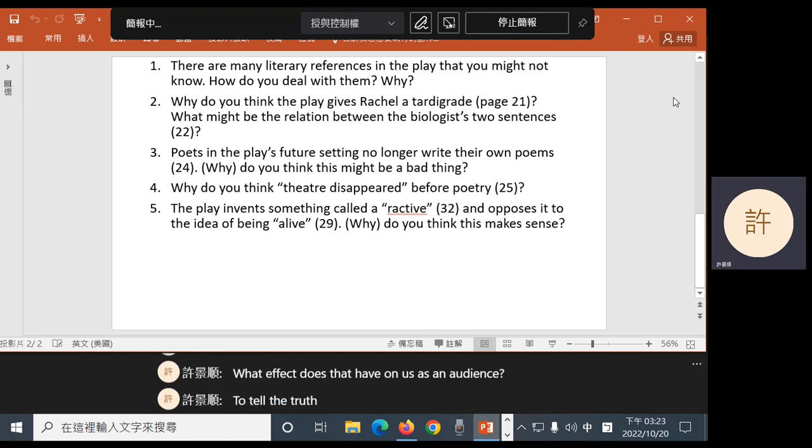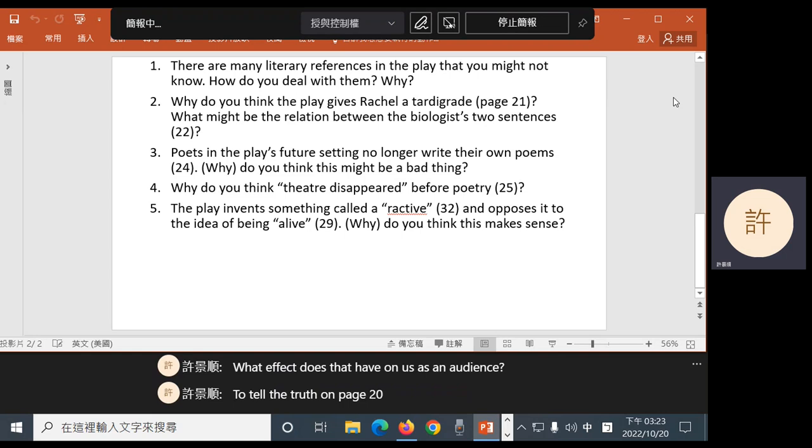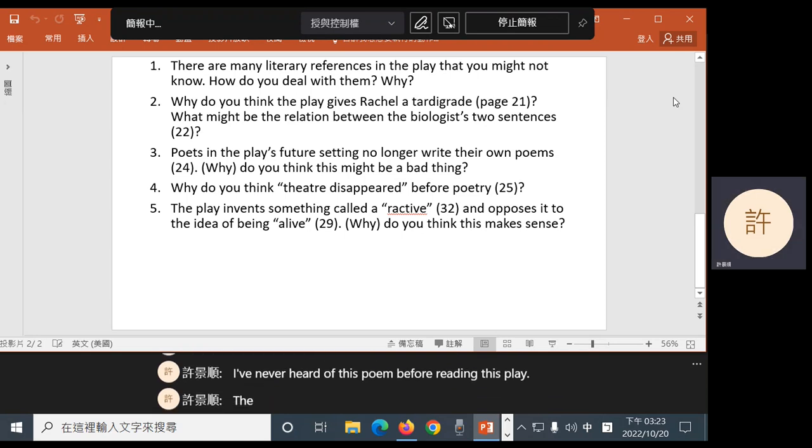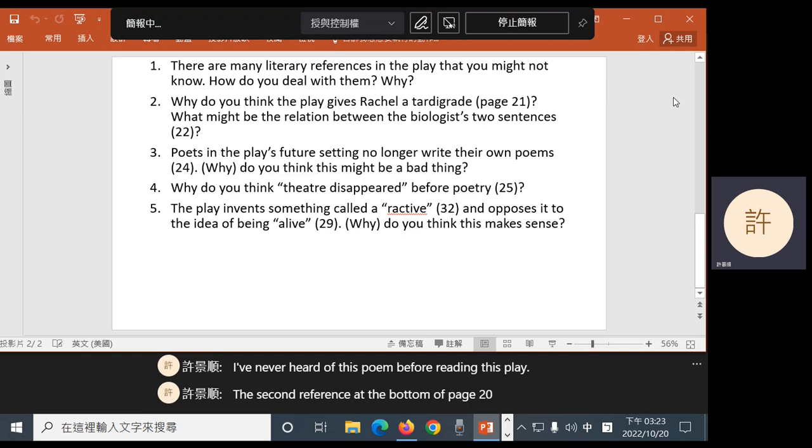To tell the truth, on page 22, the poem that Sandor recites for Rachel is given at the bottom of the page. It's Henry Newbolt's Cities Drowned. I never heard of this poem before reading this play. The second reference at the bottom of page 22, Hey diddle diddle, the cat and the fiddle, the cow jumped over the moon, is a nursery rhyme, 童谣. The audience is expected to know this poem, and so there's no footnote to explain what it is.